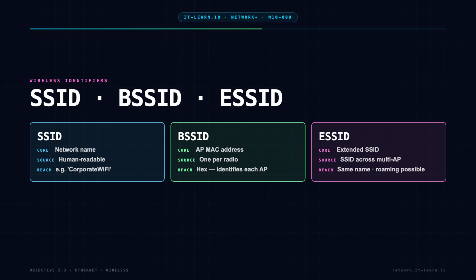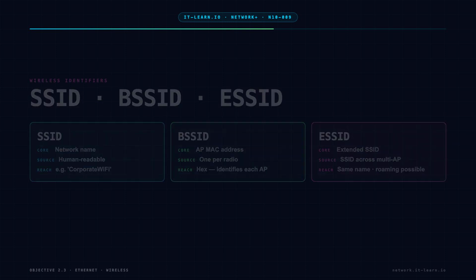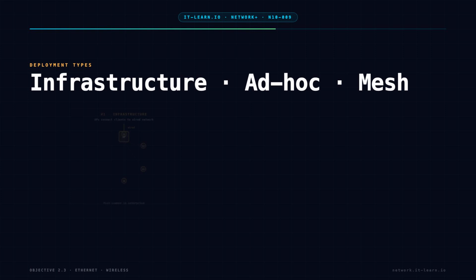Let's discuss wireless network identifiers. The SSID, or Service Set Identifier, is the name of the wireless network that users see when searching for available networks. The BSSID, or Basic Service Set Identifier, is the MAC address of the access point's radio interface. The ESSID, or Extended Service Set Identifier, refers to the SSID used across multiple access points in the same network.